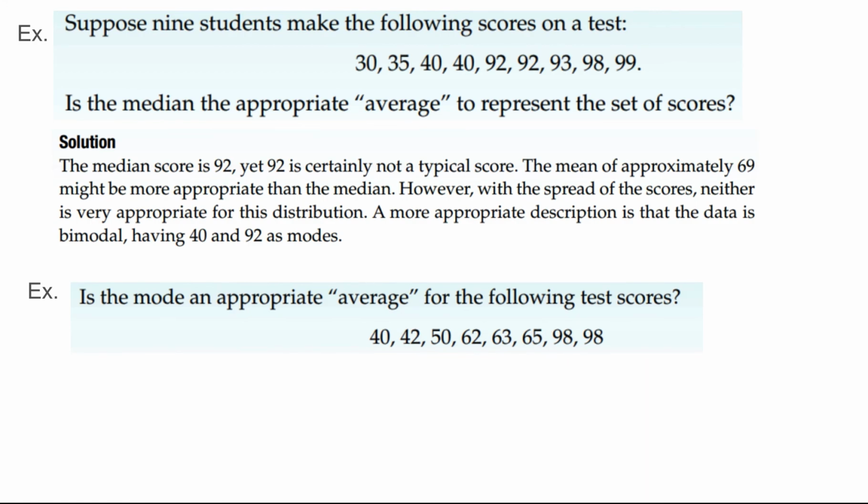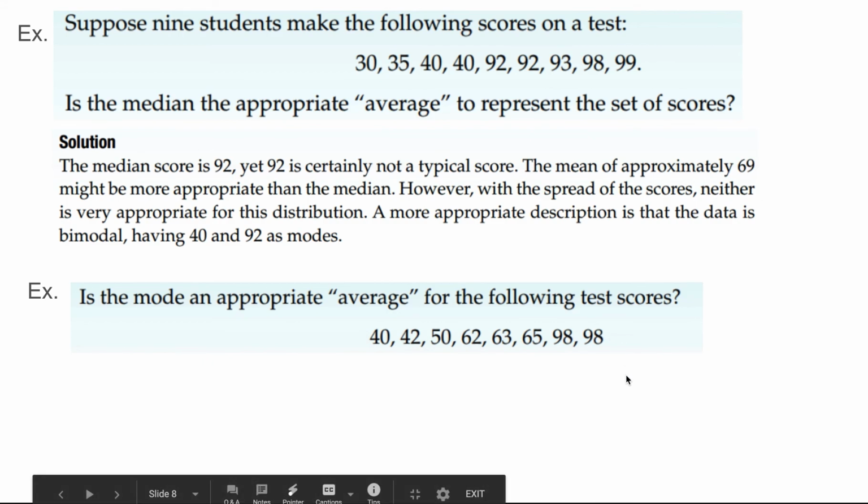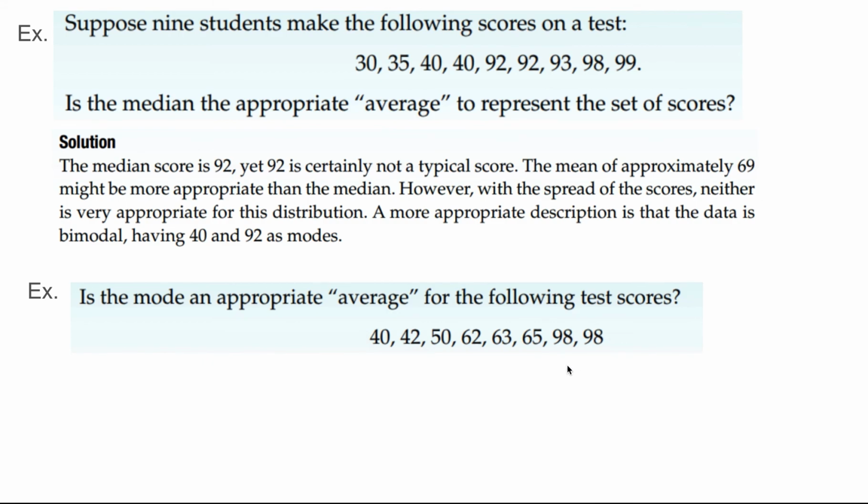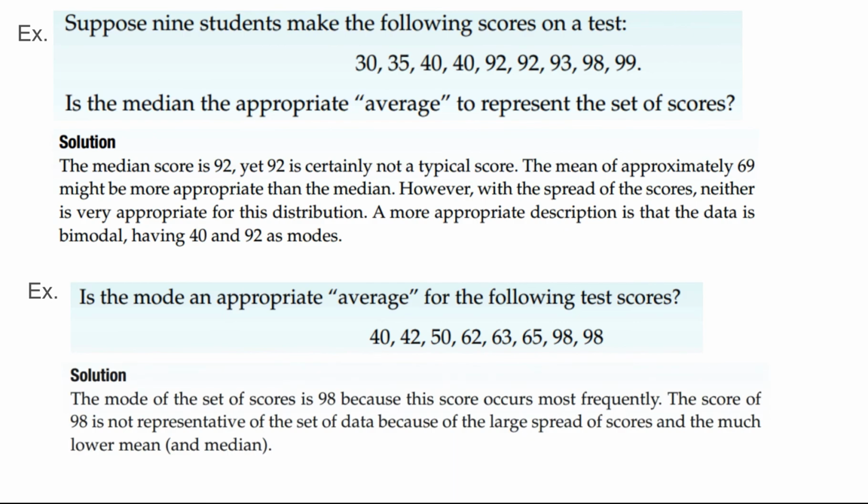However, as you can see, 98 is not very representative of the set of data because it only represents the upper part here, right? So it doesn't represent any values that are below 98. So I would say, no, not really, it's not good. So I always want you to consider which is the best center to represent the total data.